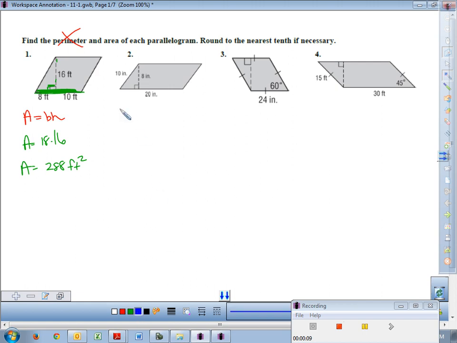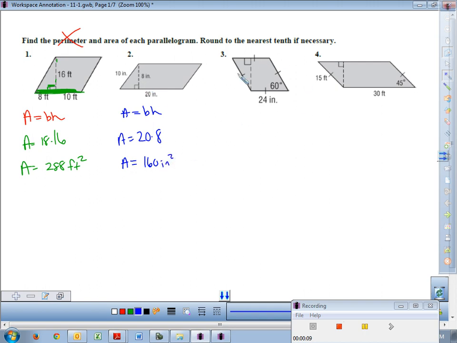So again, we start with the formula for all these shapes. This is a parallelogram again. Area equals base times height, and the base is 20, and the height is 8. So area equals 160 inches squared.